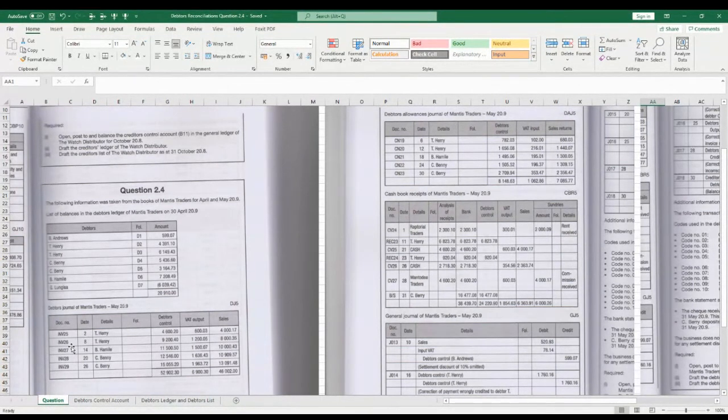So I'm just going to repeat the question. Based on the journal information they've provided, what information will I use to complete my debtors control account? What information will I use to complete my individual debtors ledger?